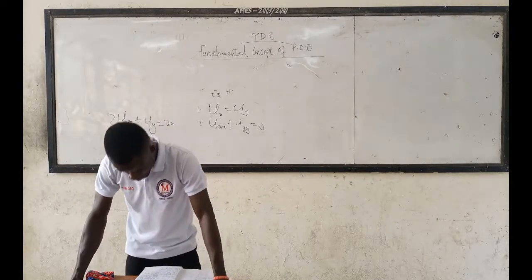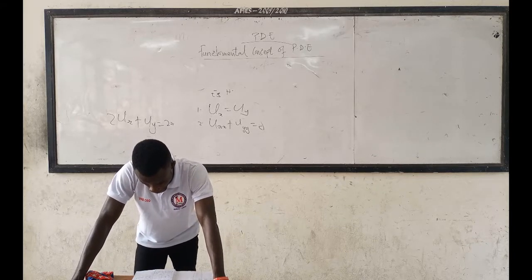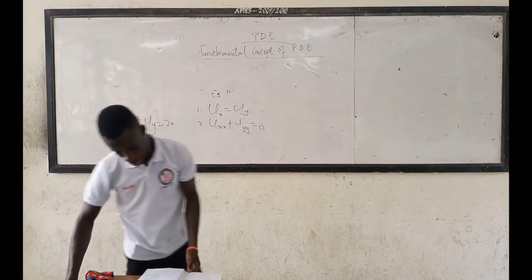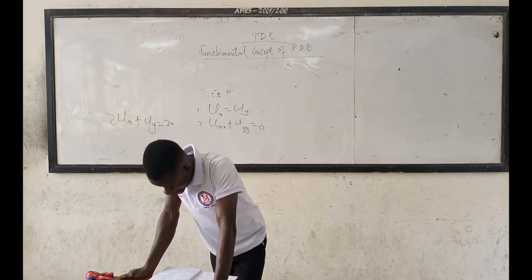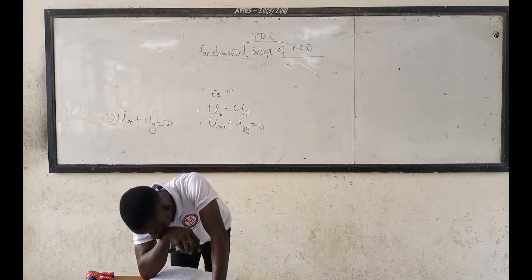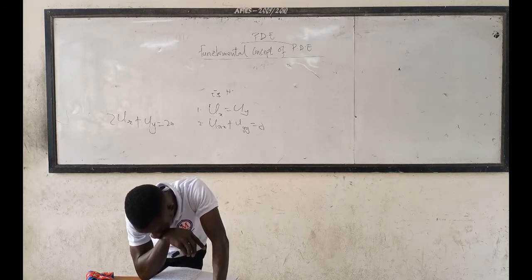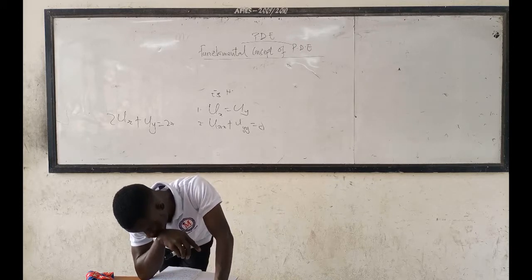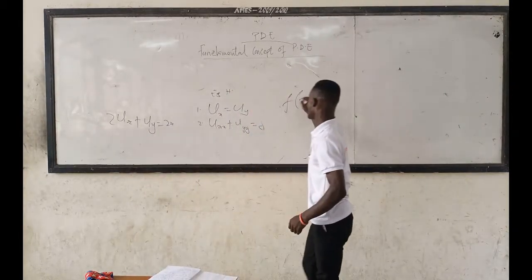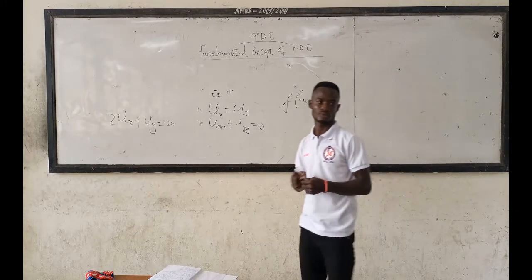So if you have a forcing term, put in any example, like the one over there: 2ux plus uy is equal to 2x. You can see that the 2x over there is different from the derivative terms. It's not a derivative, it is a function.